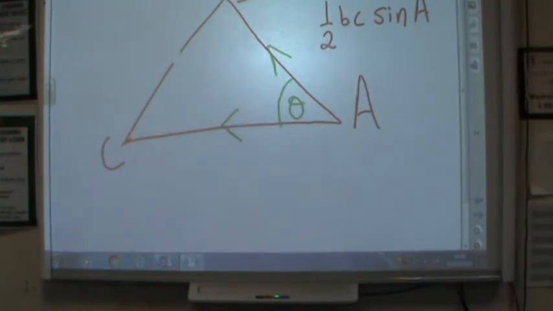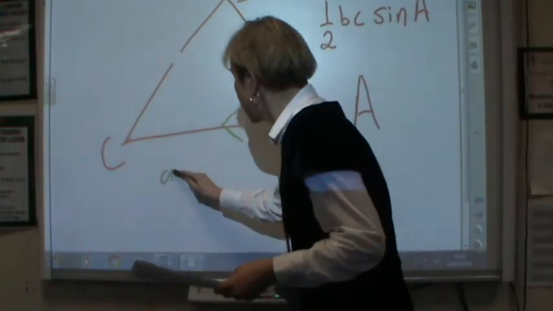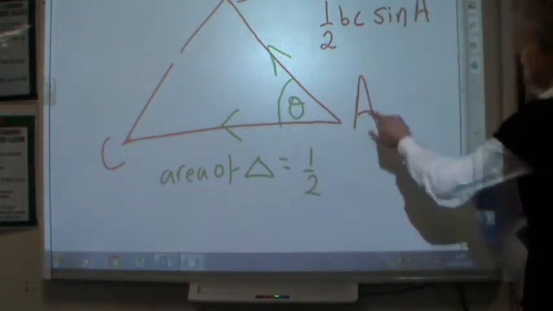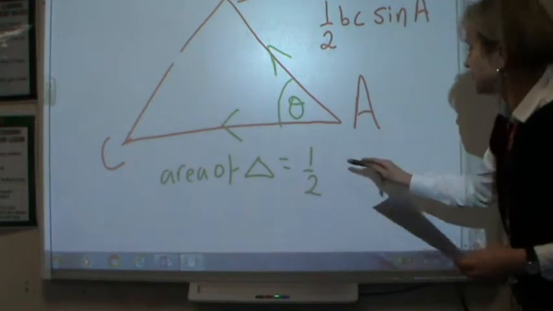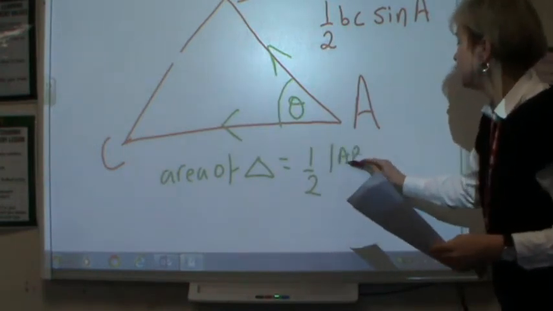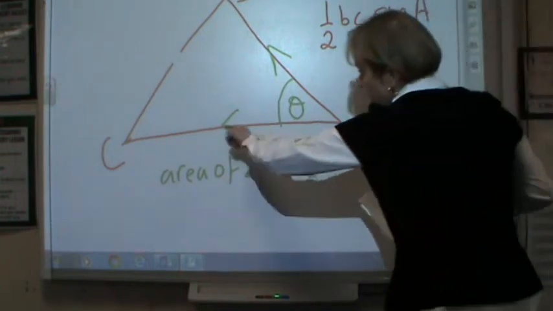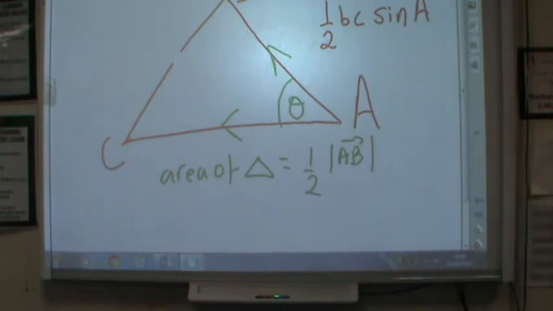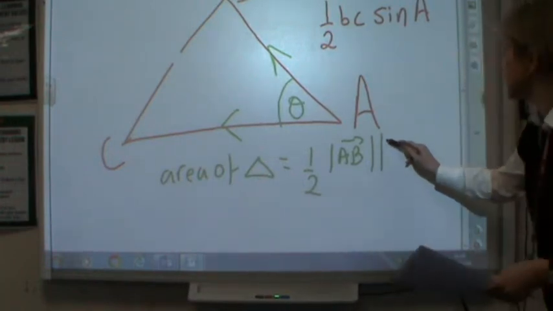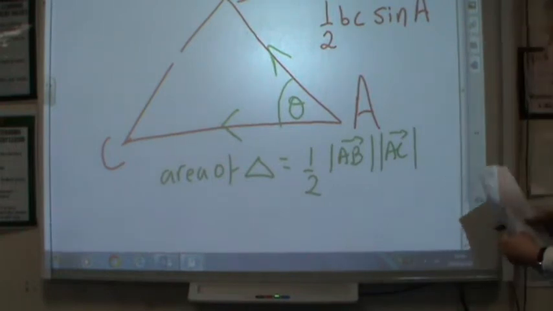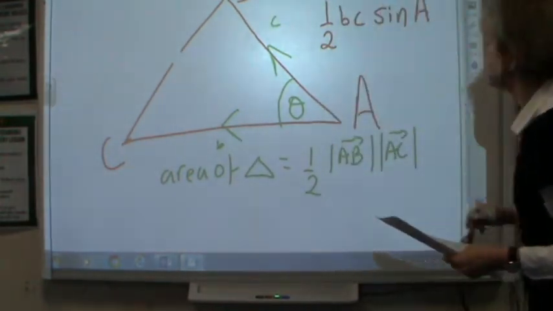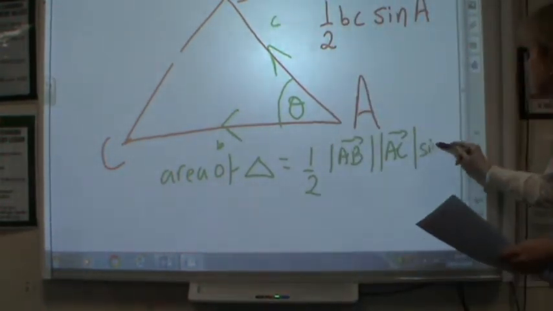Now, using the same idea, I know that the area of this triangle is going to be a half times the length, which of course is the modulus of vector AB, times this length, which is the modulus of vector AC. Moduli of vectors are just numerical values, so we're multiplying, we're not using a vector product here. So that's my half BC, times the sine of angle A.